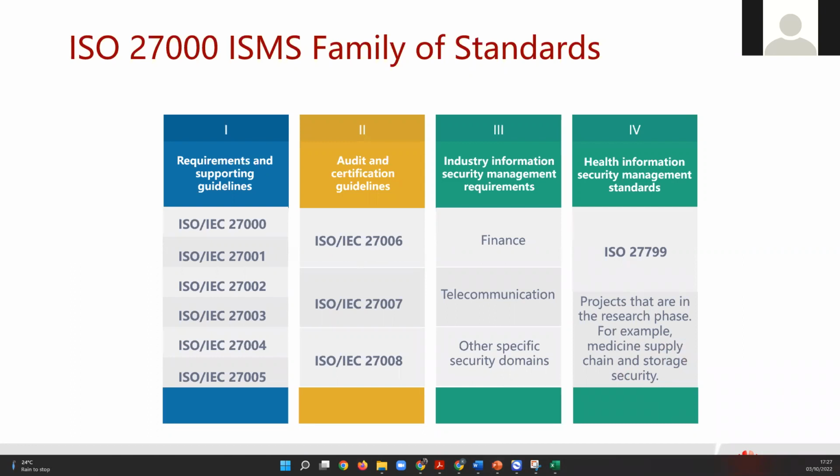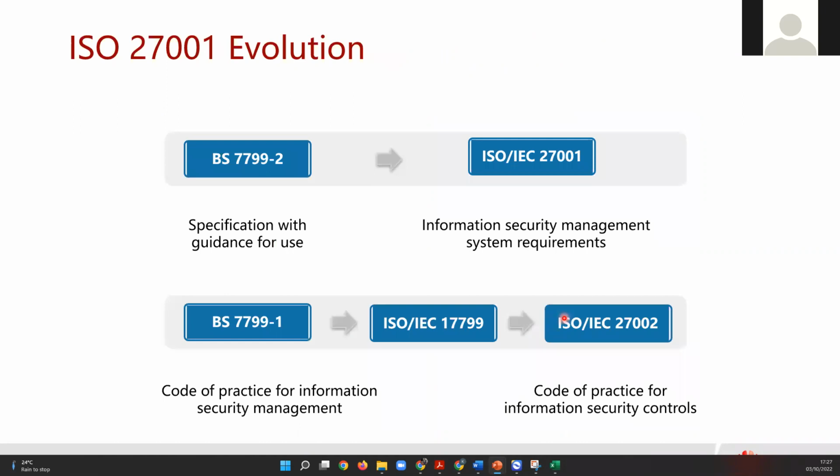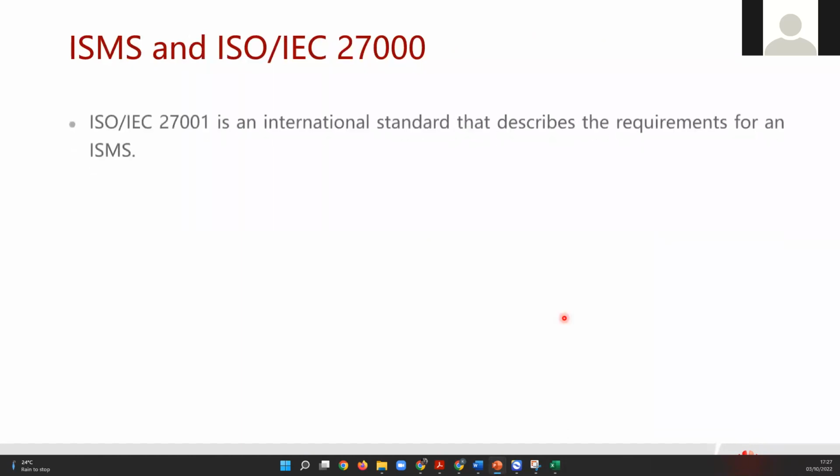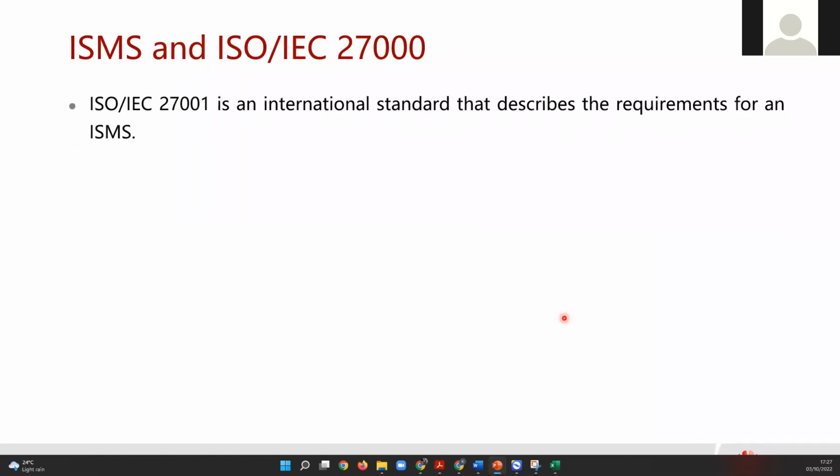So that is the family of standards. I'm trying to move a bit faster. In terms of the ISMS, there's 27001, 27002. This is how it evolved over time. I will not spend too much time on that. Remember that it describes the requirements for an ISMS, an information security management system.